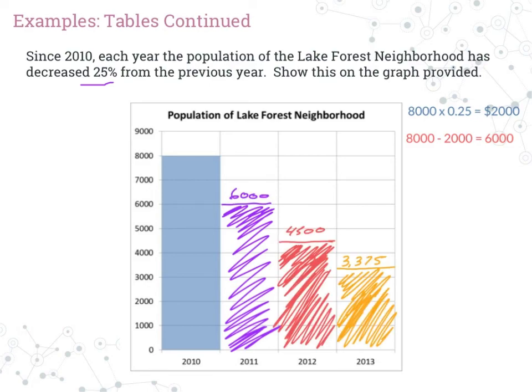How did you do? Were you able to make your graph look like mine? Did you figure out that 2012 was 4,500 and that 2013 was 3,375? If you did, great. If not, go ahead and correct your paper so that it looks like mine.